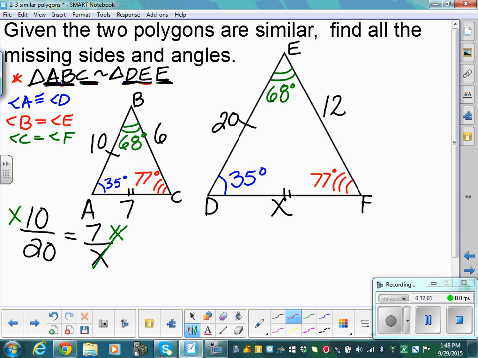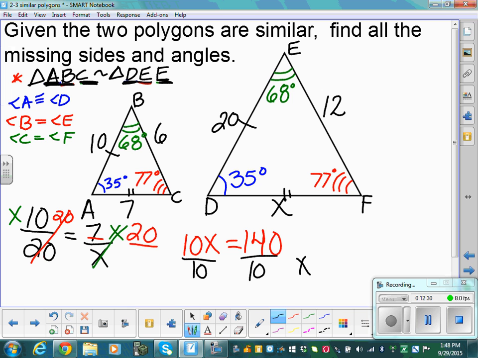Okay, then we'll multiply both sides by 20. But what happens over here? Those divide out. So we have 10 times x, 10x, on the left, which is equal to 7 times 20, which is 140. And now to solve for x, what's my last step? Divide both sides by 10. So we get x is equal to 14. So that is 14.